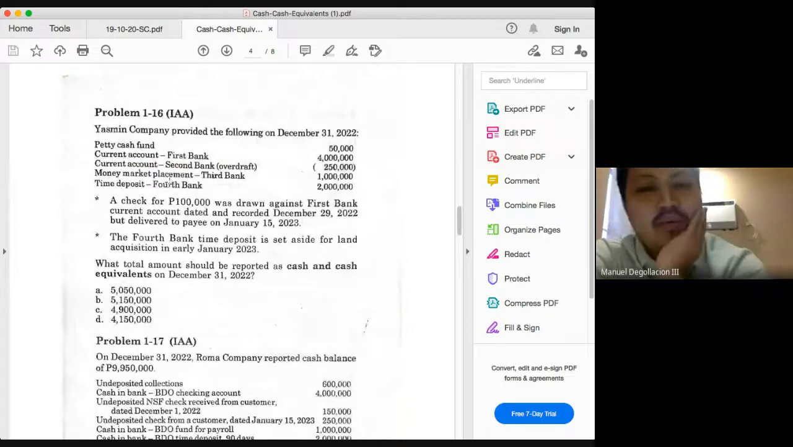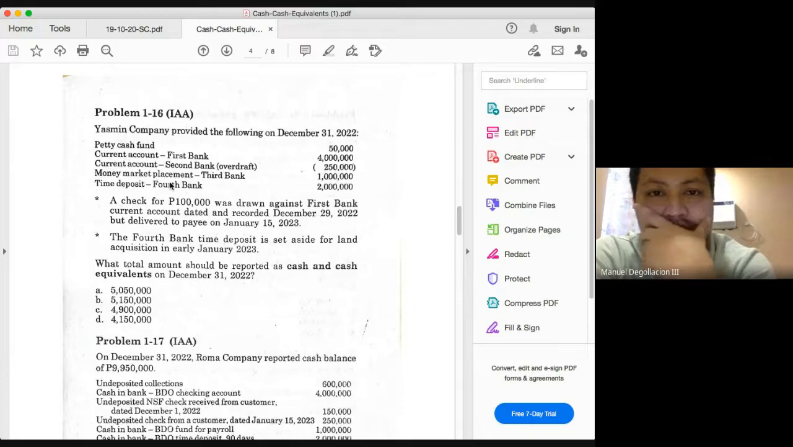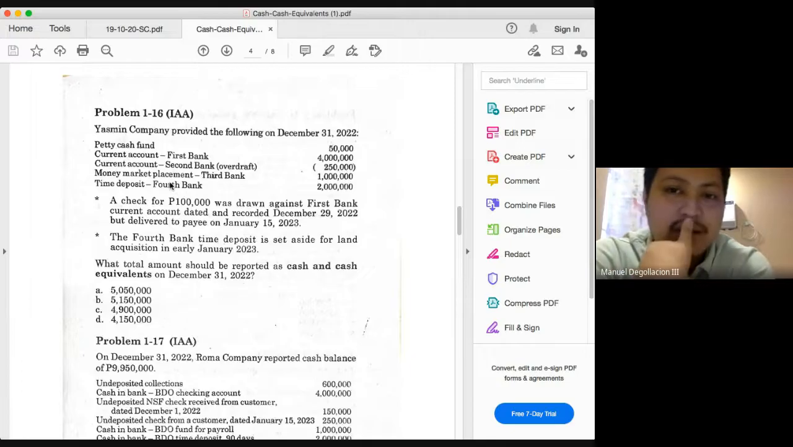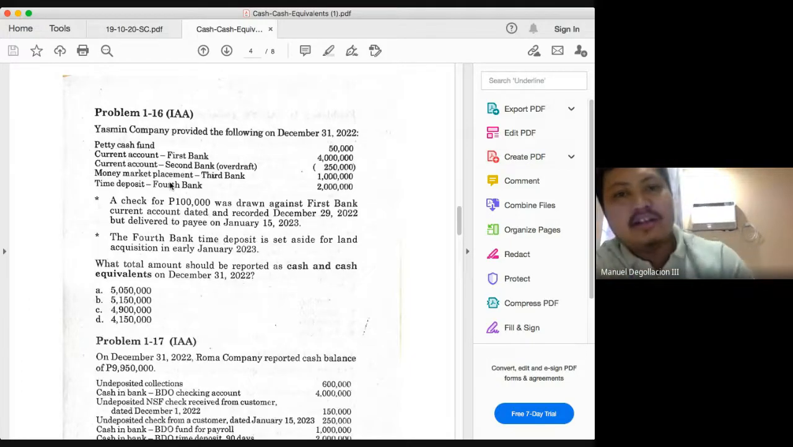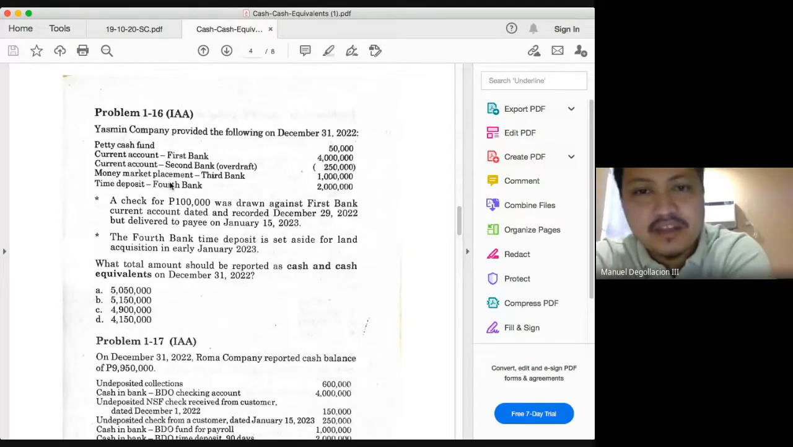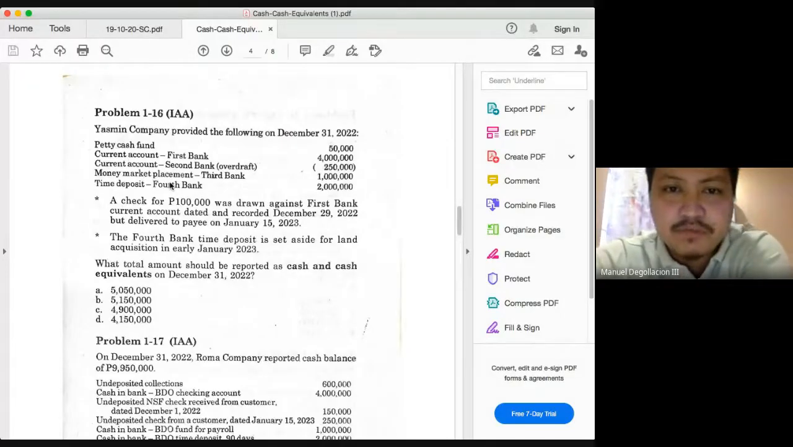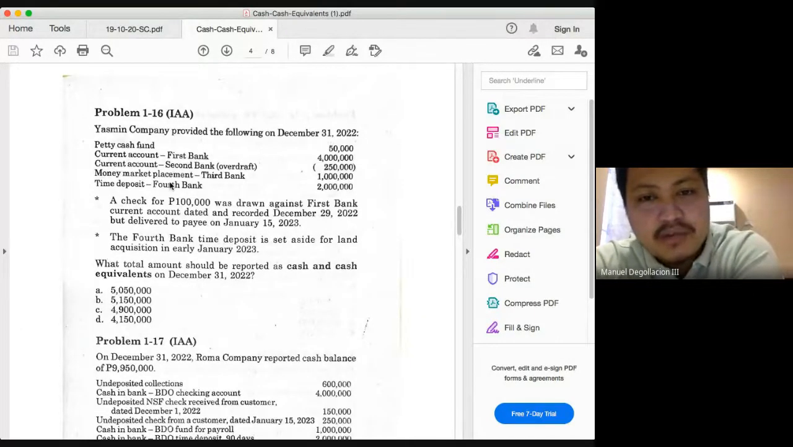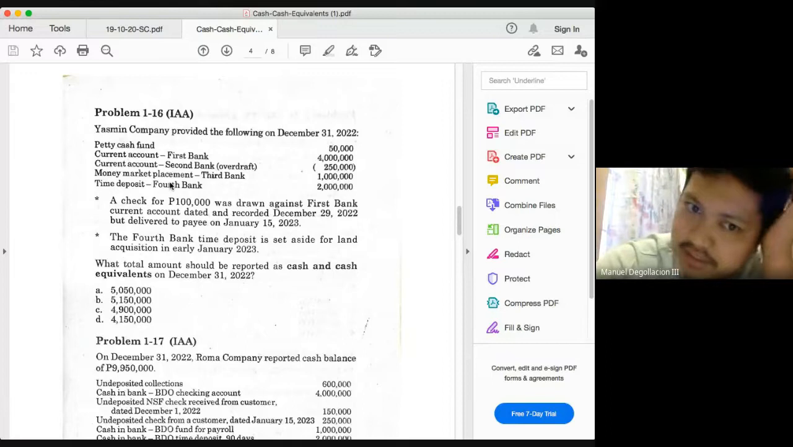Problem 1-16, what amount should be reported as cash and cash equivalents? First item here, petty cash fund 50,000, included. Current account first bank 4 million, included. Current account second bank overdraft 250,000, not included, presented separately as a current liability. Money market placement included as a cash equivalent in the amount of 1 million. Time deposit fourth bank 2 million, to be determined.